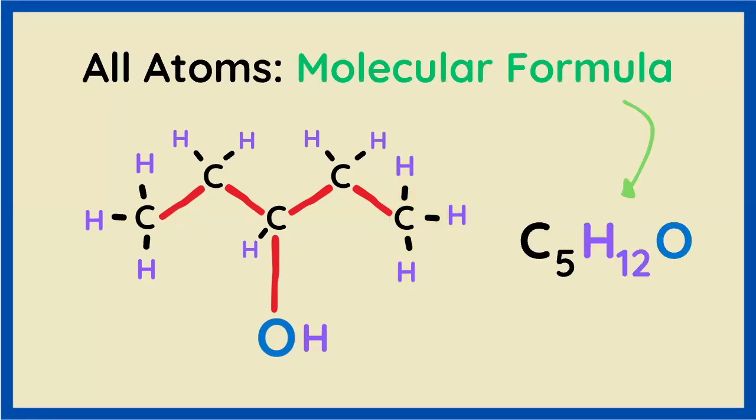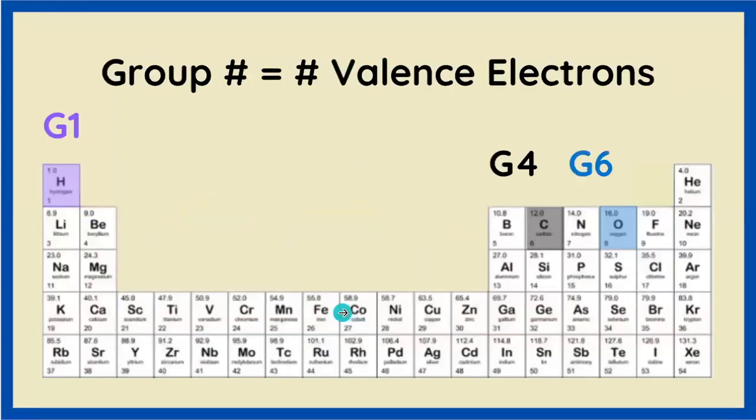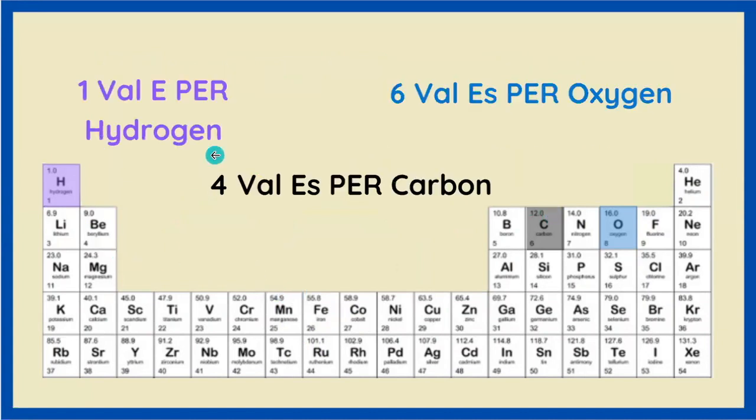And with that, we've gotten to the point where we have all of our atoms and each respective amount to know what the molecular formula is. C5H12O. And for clarity's sake, there is a single bond between the O and this H. It just so happens that the group an element belongs to tells us exactly how many valence electrons that element will have. So hydrogen is in group 1, carbon is in group 4, etc. Therefore, each hydrogen contributes 1 valence electron, each carbon contributes 4, and each oxygen contributes 6 valence electrons.